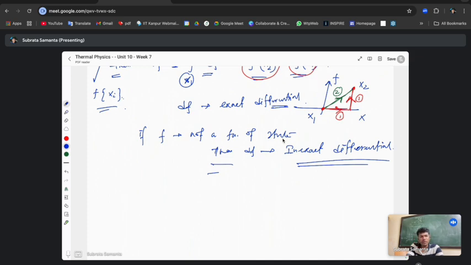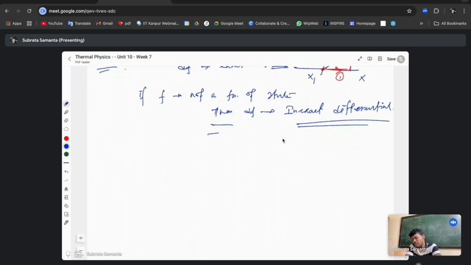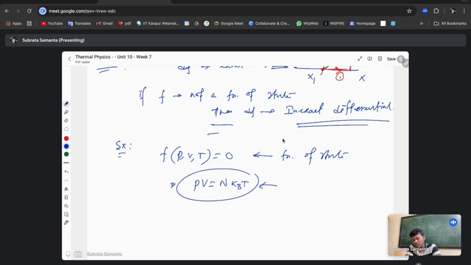Yeah, so far any questions? So the answer to the example is that f of P, V, T equals 0. This is, let's say, a function of state. This basically gives you that PV equals N kB T. Okay, that function of state is basically the equation of state.